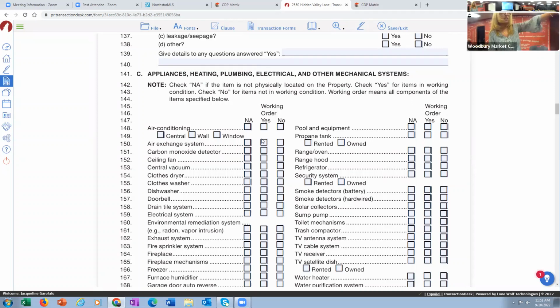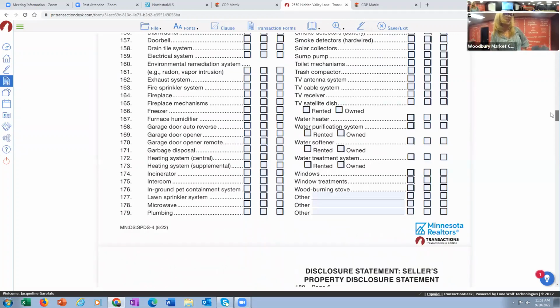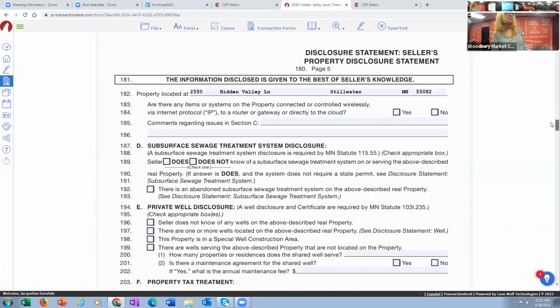And I go through this entire thing with my clients, right? Drain tile, electrical, exhaust, right? And they say if it's working, if they've got pool, tanks, go through all of that. Because if garage door openers aren't working, we need to disclose that, right? Lawn sprinklers, water treatment systems, you name it. Toilet, be surprised if my toilets don't flush. We need to disclose it.